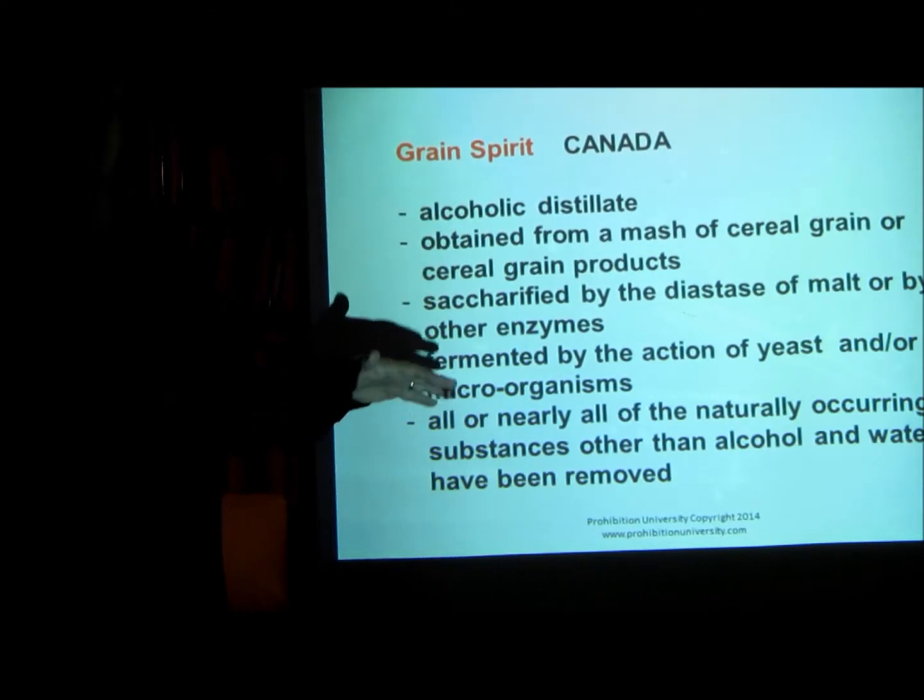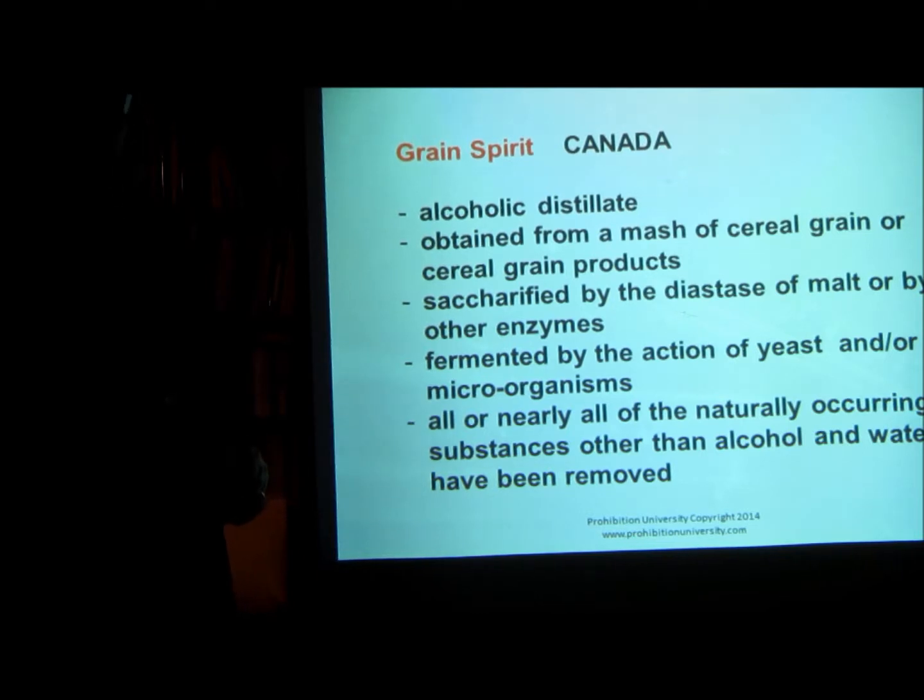And this is the typical kind of wording that you will see in most of these definitions. This is the definition of something called a grain spirit. It is an alcoholic distillate, and it's made from a mash of cereal grain. Pretty straightforward. Saccharified by the diastase of malt or by other enzymes.